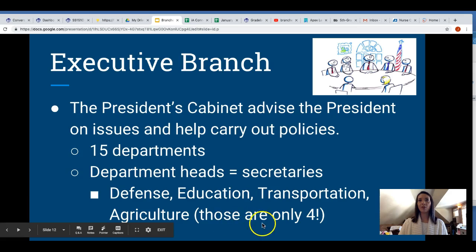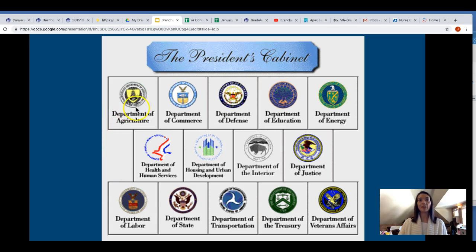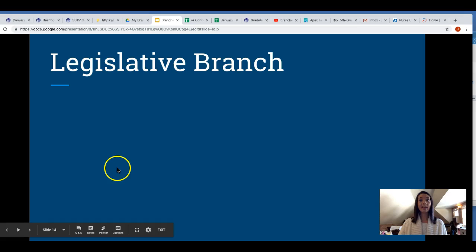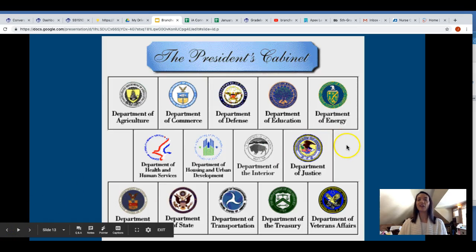And I wrote here that these are only 4 examples. Remember, there's a total of 15 different departments of the president's cabinet. Okay, and so here are their seals. So you can see that this one goes in alphabetical order. Agriculture, commerce, there's defense, education. Okay, now pause it if you want to look at it just a little bit longer. And that's actually where we are going to end about the executive branch of the United States government.